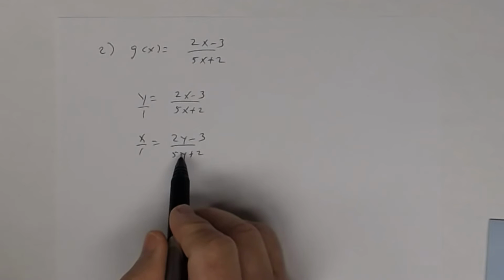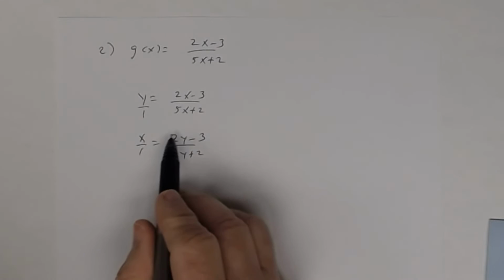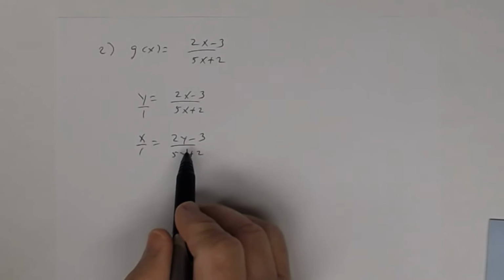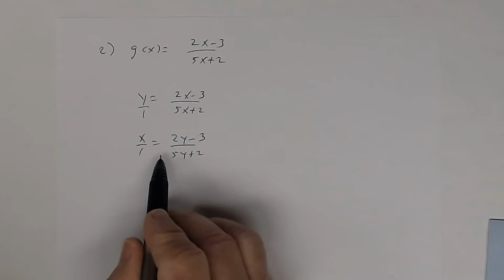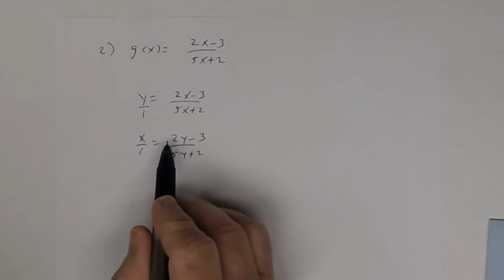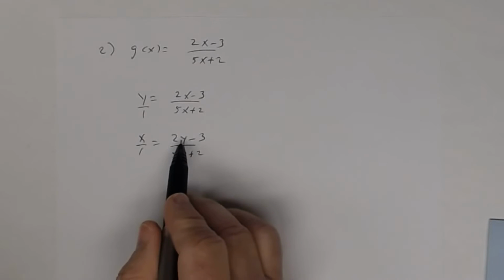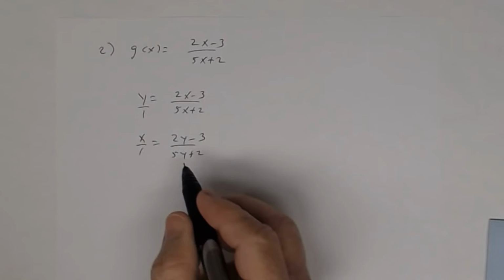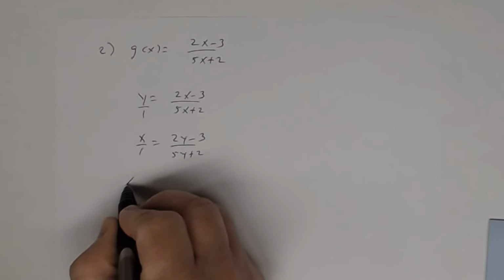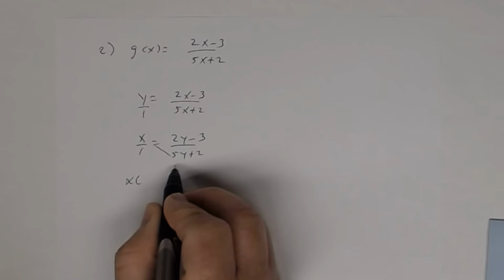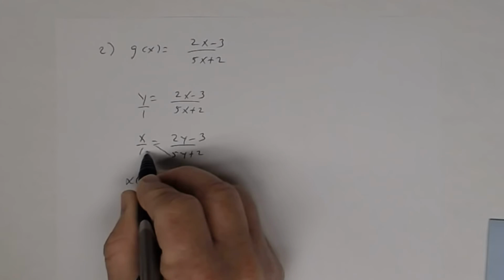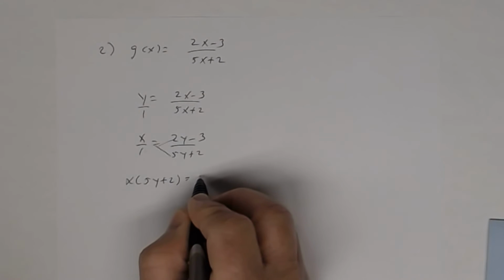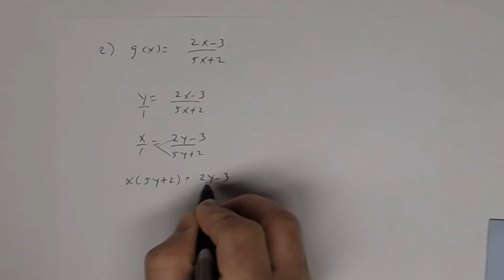Notice I have y in both the numerator and the denominator here, but I do have a rational equation. So I'm going to go ahead and multiply both sides by the LCD, which is 5y plus 2. Or I can notice that this is a proportion. I have a fraction equal to a fraction, so I can just cross multiply. So I'm going to get x times (5y plus 2), and then that's going to equal 1 times (2y minus 3), which is 2y minus 3.